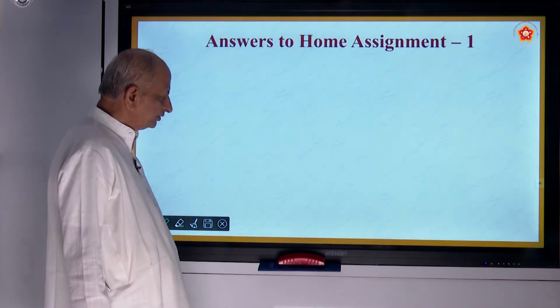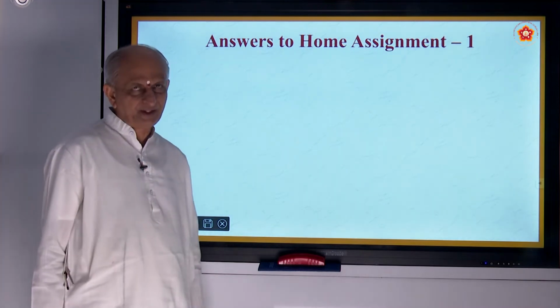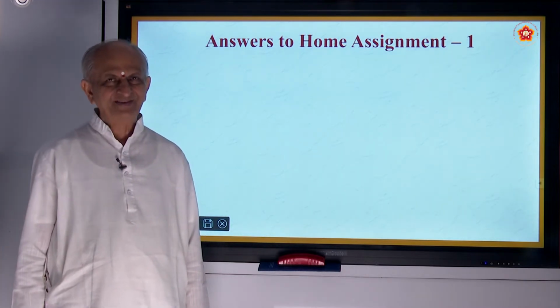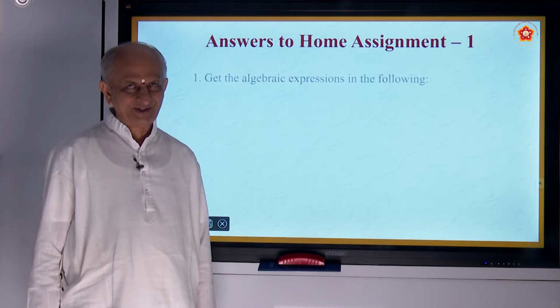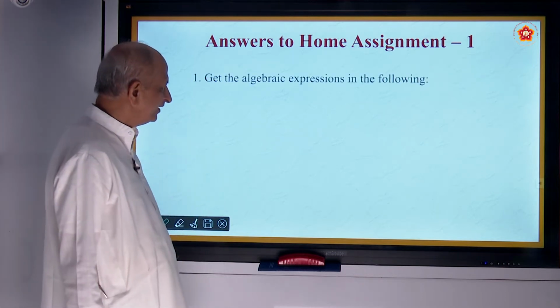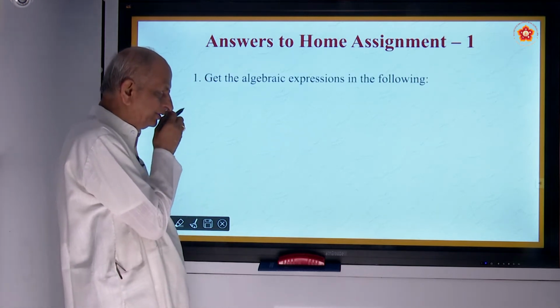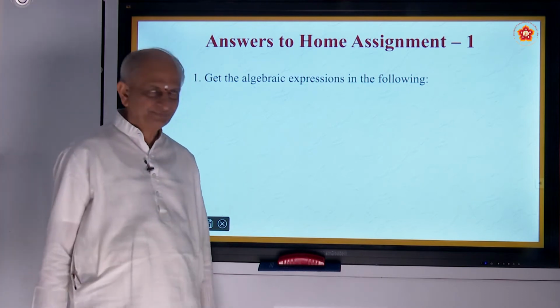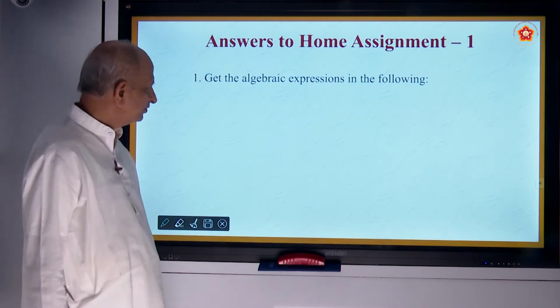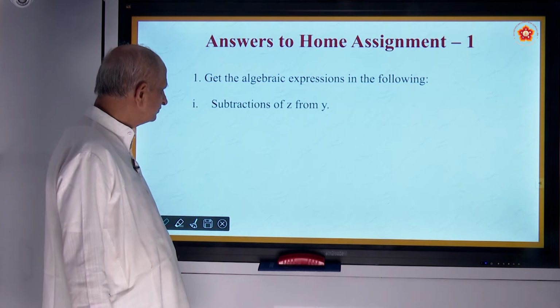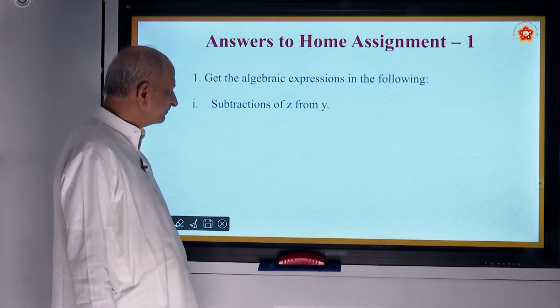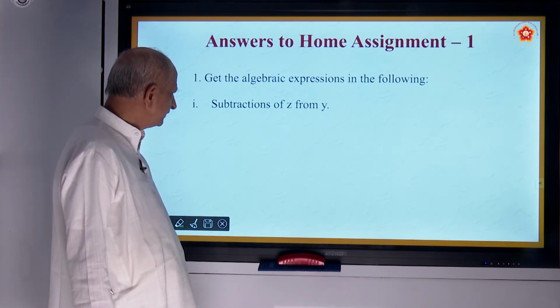Okay, so let us try to... have you done it? How many have done it? Okay, you have tried. Very simple one. This already you have studied in 7th class, 6th also, 7th also. Anyway, it's for revision. Get the algebraic expressions in the following.